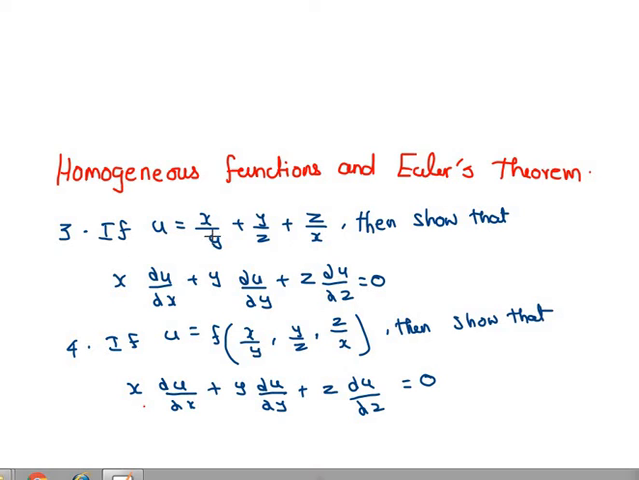If u is equal to x by y plus y by z plus z by x, then show that x dou u by dou x plus y dou u by dou y plus z dou u by dou z is equal to 0. Next problem, if u is equal to f of x by y comma y by z comma z by x, then show that x dou u by dou x plus y dou u by dou y plus z dou u by dou z is equal to 0. To solve these two problems, we are going to use Euler's theorem.